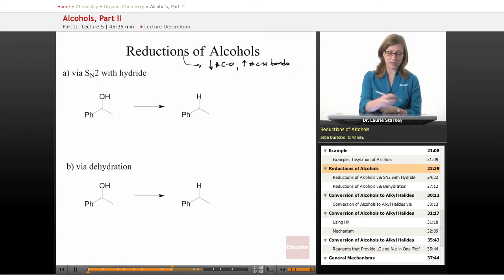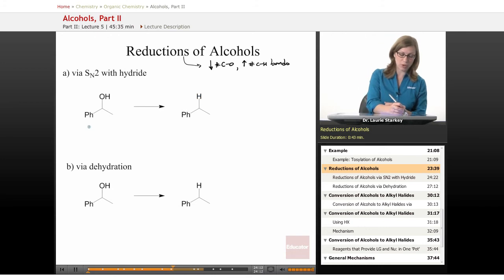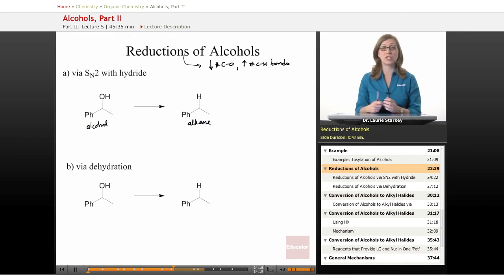An alcohol has just one CO bond, so in order to reduce it, you'd be replacing it with a hydrogen. So you'd be going from an alcohol to an alkane. We would describe that as a reduction of an alcohol. And there are a few strategies we can use for this.